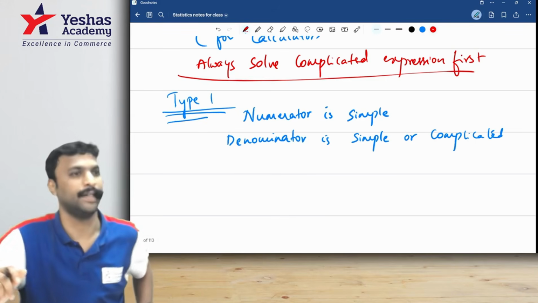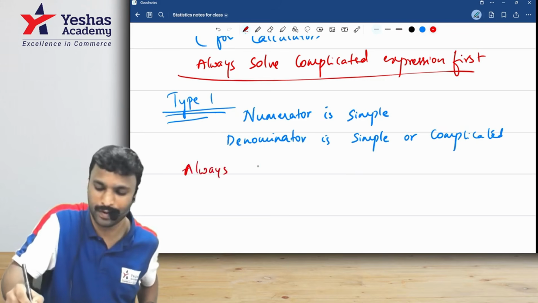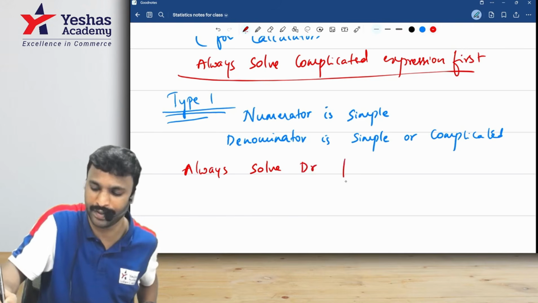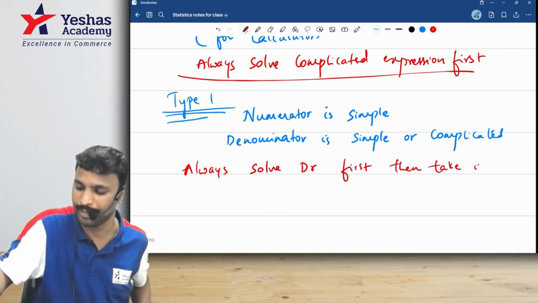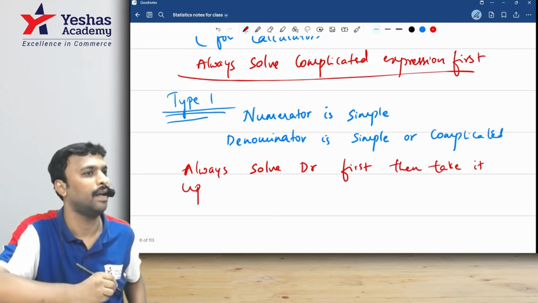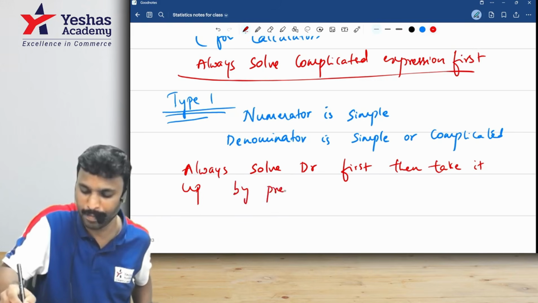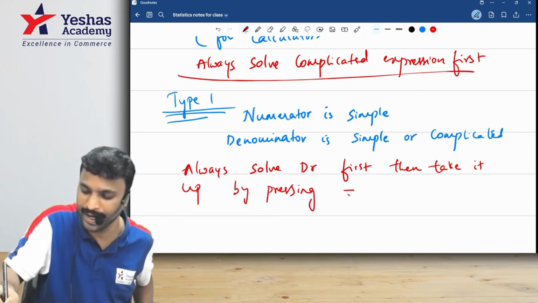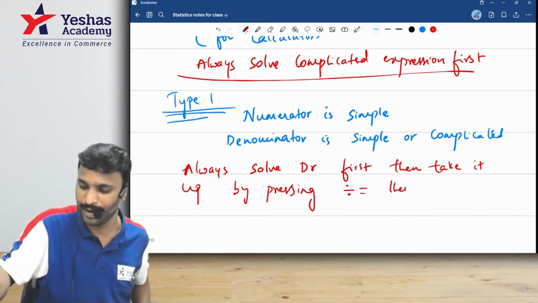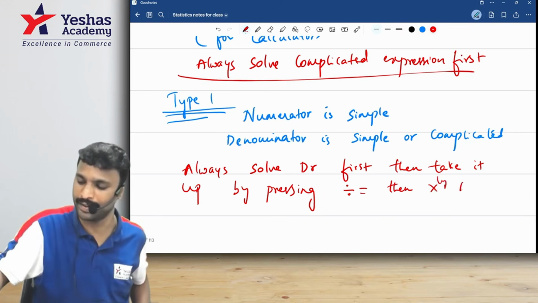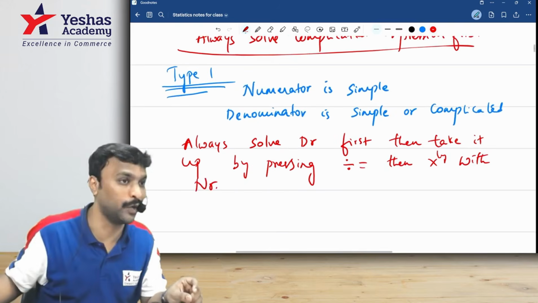So what to do in such a case is always solve the denominator first, then take it up. How to take the denominator up? By pressing divide, equal. After taking it up, would you multiply or divide? Then multiply with the numerator. That's all you should be doing.